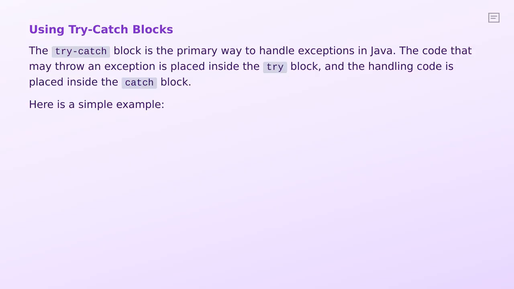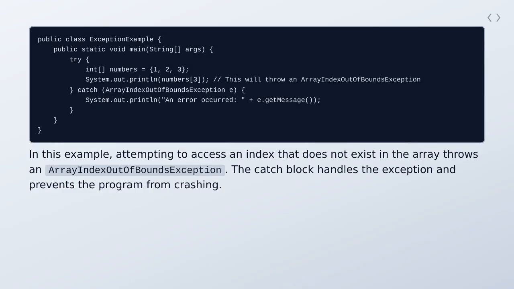Next, using try-catch blocks. The try-catch block is the primary way to handle exceptions in Java. The code that may throw an exception is placed inside the try block, and the handling code is placed inside the catch block. Here is a simple example. This slide introduces a class definition. Study the structure in the code sample. In this example, attempting to access an index that doesn't exist in the array throws an ArrayIndexOutOfBoundsException. The catch block handles the exception and prevents the program from crashing.